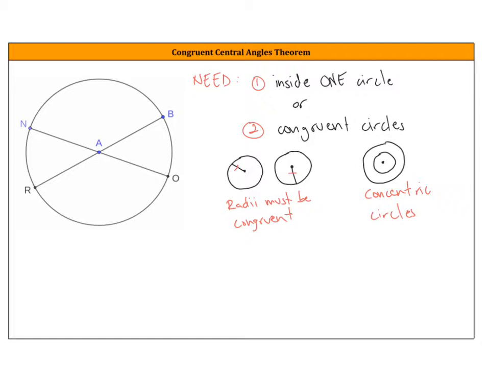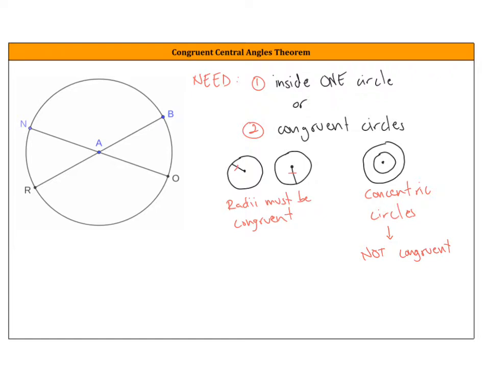And here's the thing with concentric circles. Because I have one circle on the inside of the other, the circle on the inside has to be smaller than the circle on the outside. So this leads me to the fact that concentric circles are not congruent. So if you see concentric circles, we do not have congruent circles. So keep that in mind.